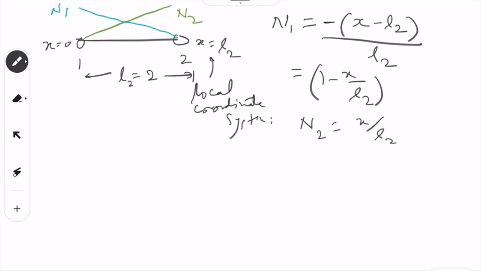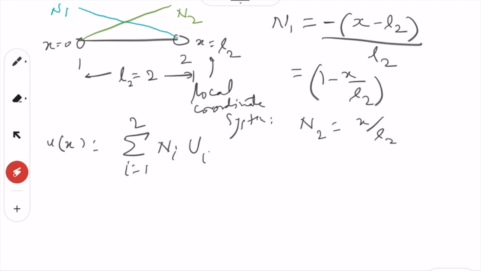Then you can write the trial function u(x) as the sum over i equals 1 to 2 of N_i and u_i. So this is element number 2, basically. What we are talking about is node 1 local, so this is 1, 2, all local. So here we have u1, this is u2, and this is all local. The local node number is 1, the local node number is 2.